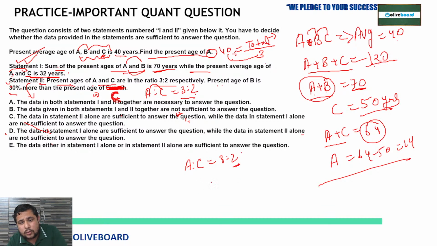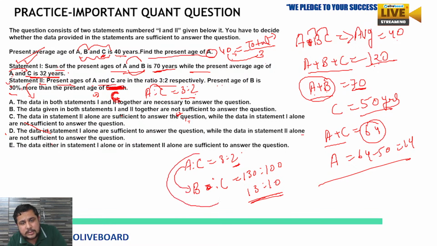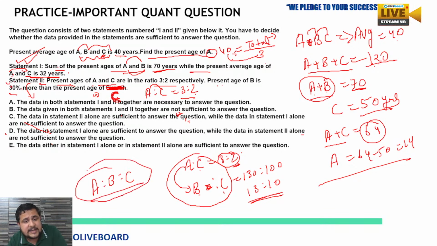2. So, here we can easily say, if we talk about the ratio of B and C, that would be what? B's age is 30% more than C. So, 130 is to 100. So, 13 by 10. Right? Now, you can merge these two ratios. You know A is to C, B is to C. So with the help of that, you can easily get A to B to C, or not? Yes, we can easily get it. When you know their ratio, you can easily get their ages also. Yes, it is possible to answer.